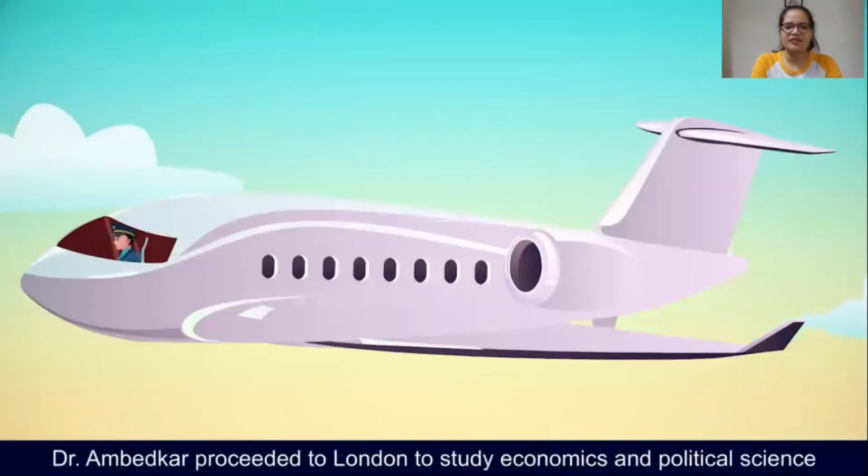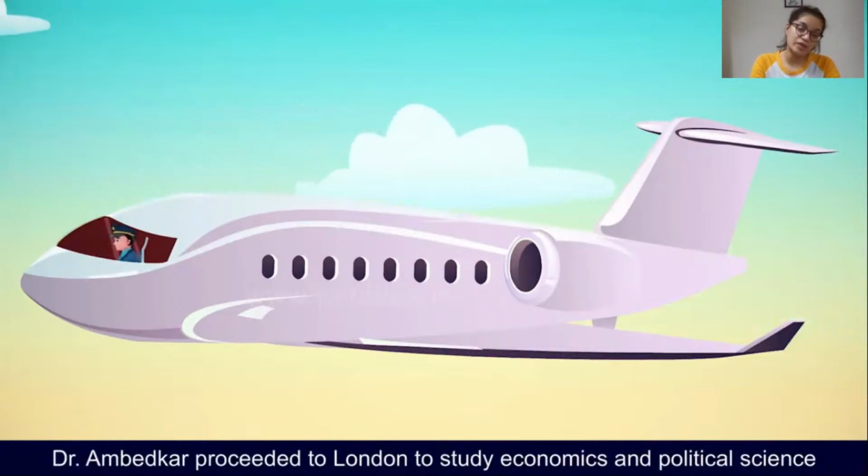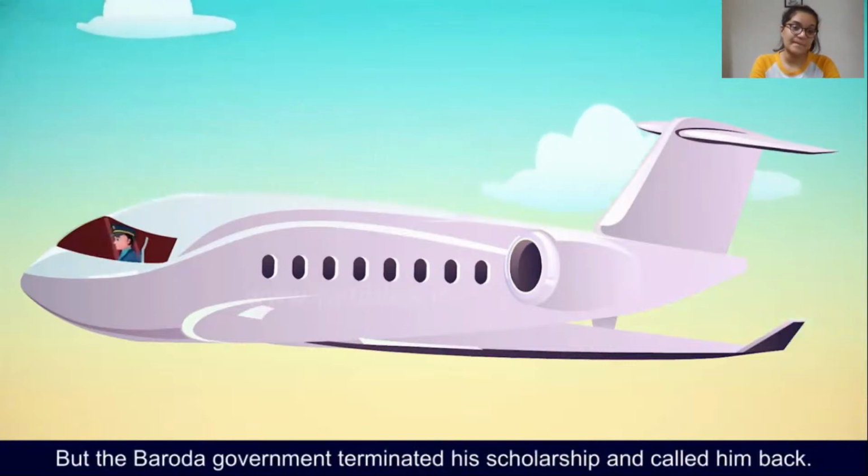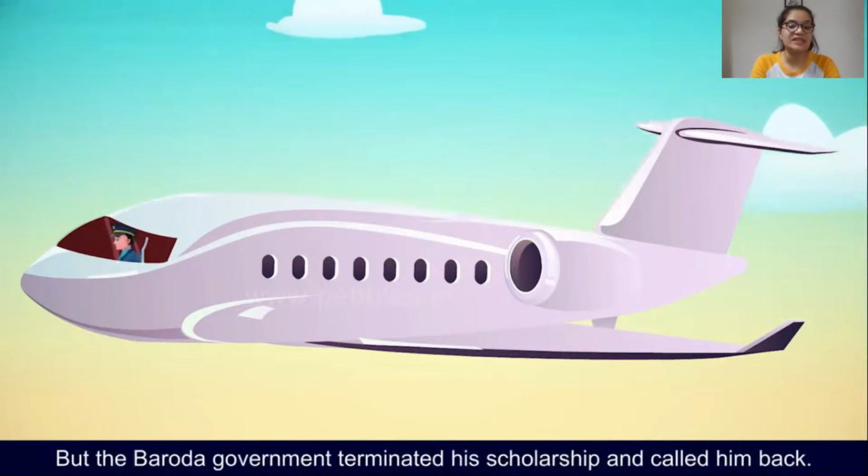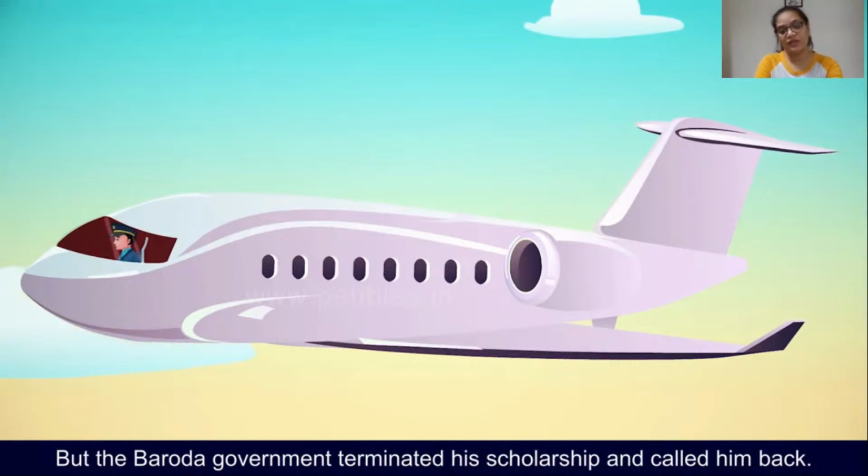From America, Dr. Ambedkar proceeded to London to study economics and political science. But the Baroda government terminated his scholarship and called him back. Why? Because they had only given a scholarship for the US, right? For New York. And now he went to London to study further. Someone cannot just keep paying, right? They also have a limit.